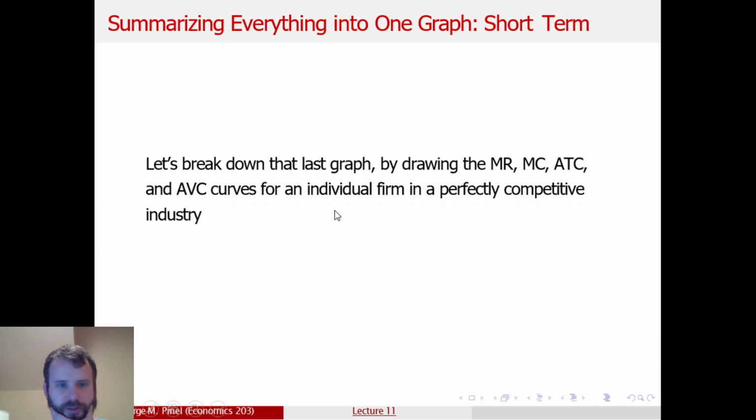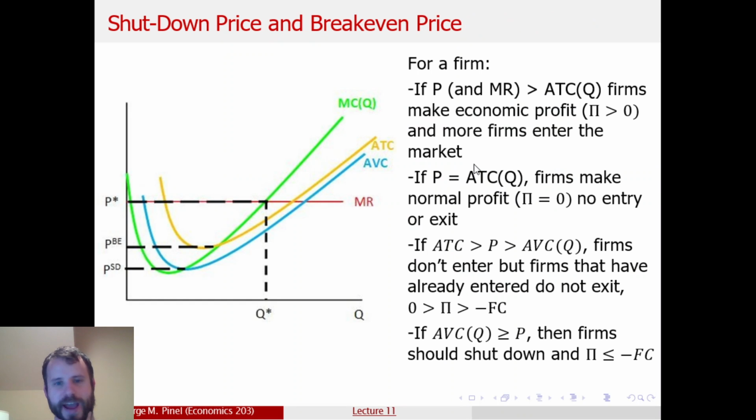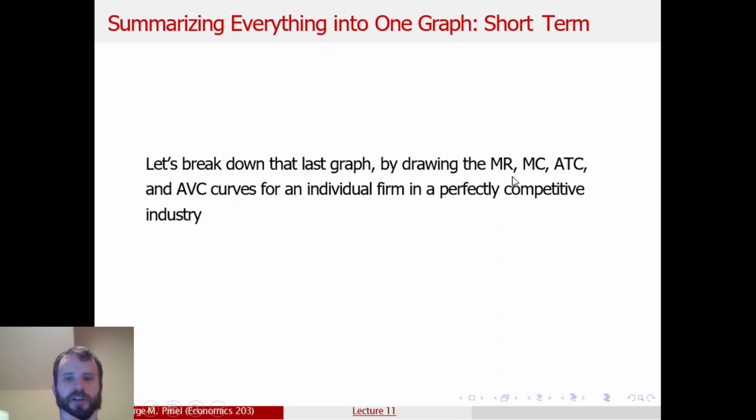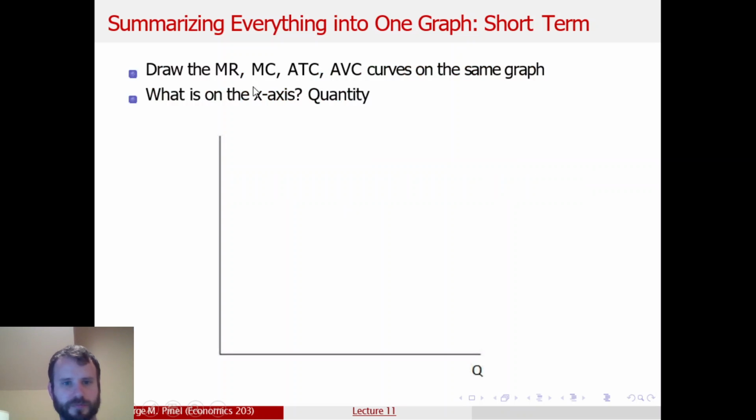Okay. So we're gonna break down this last graph. We're gonna draw the marginal revenue, marginal cost, average total cost, and average variable cost for an individual firm in a perfectly competitive industry. All right. So that's the goal.